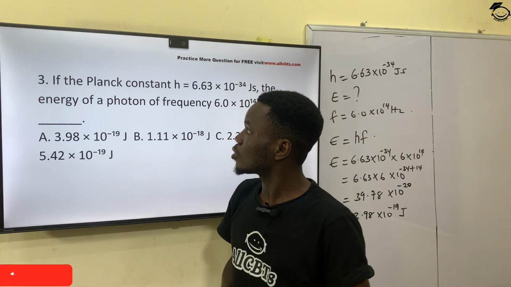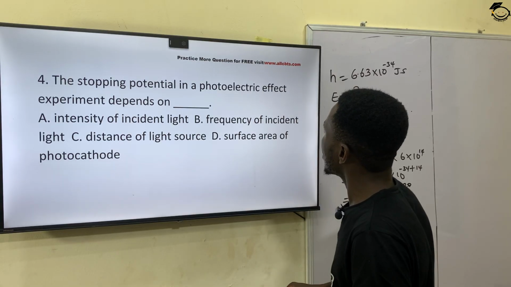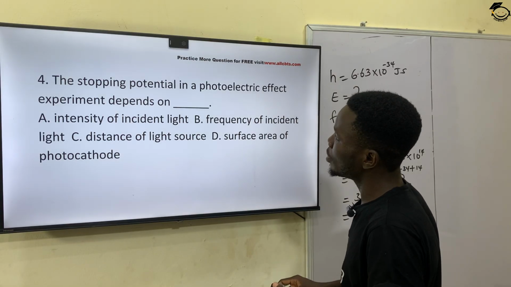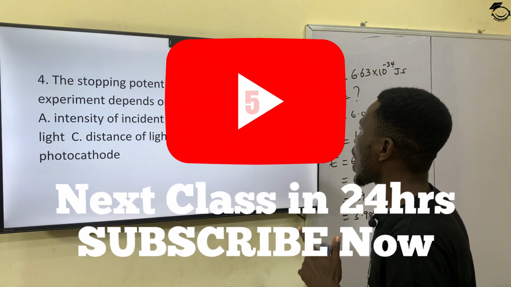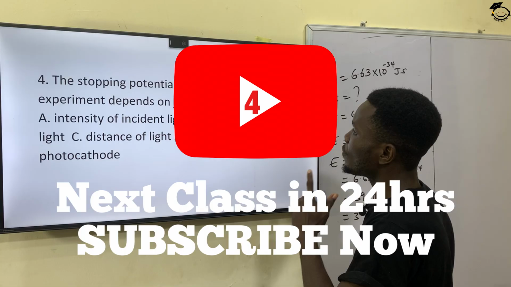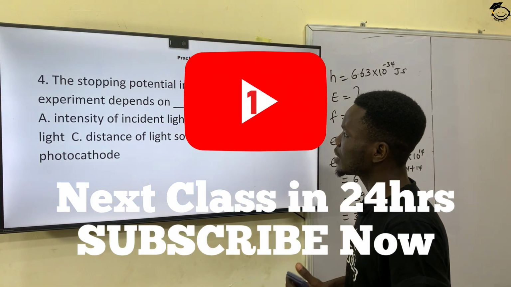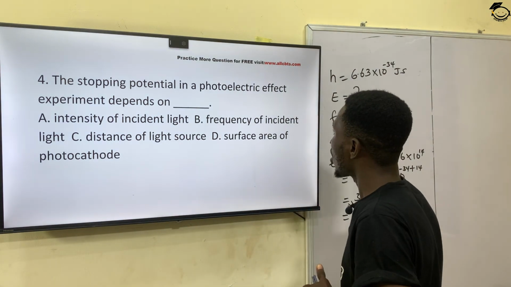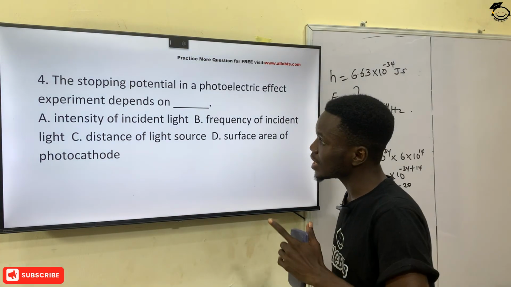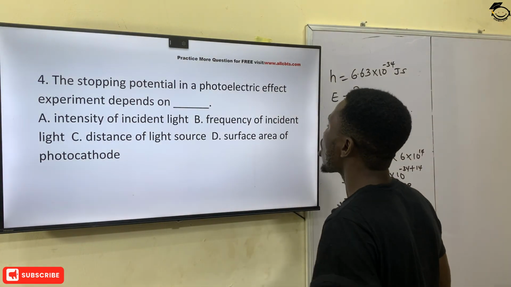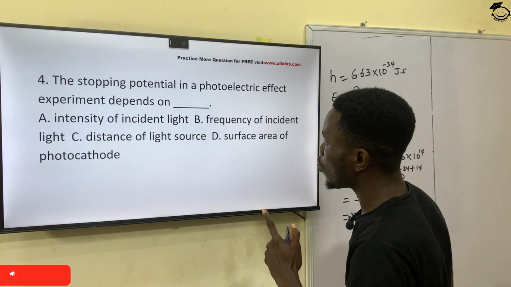So the correct answer to this question is 3.98 times 10 raised to power minus 19 joules, which is option A. Moving on to question number 4. It says, the stopping potential in a photoelectric effect experiment depends on dash. Option A says the intensity of the incident light. Option B says the frequency of the incident light. Option C says the distance of the light source. Option D says the surface area of the photocathode.